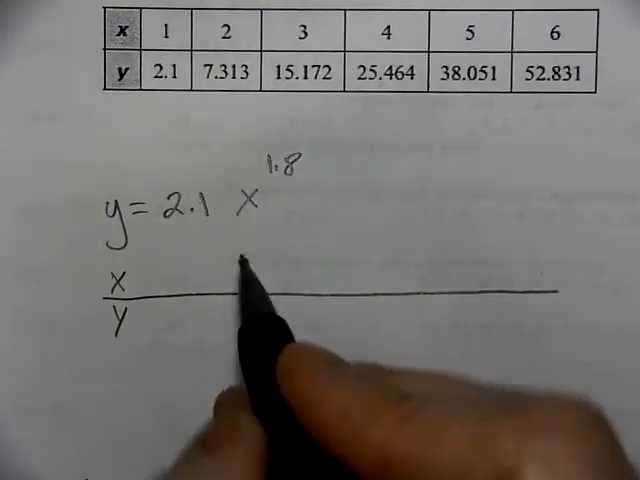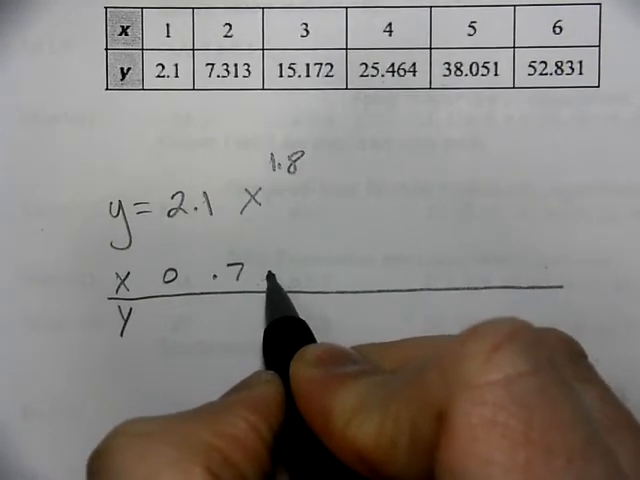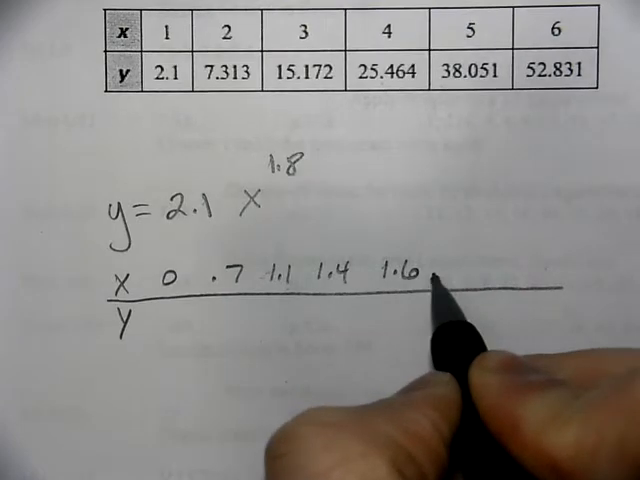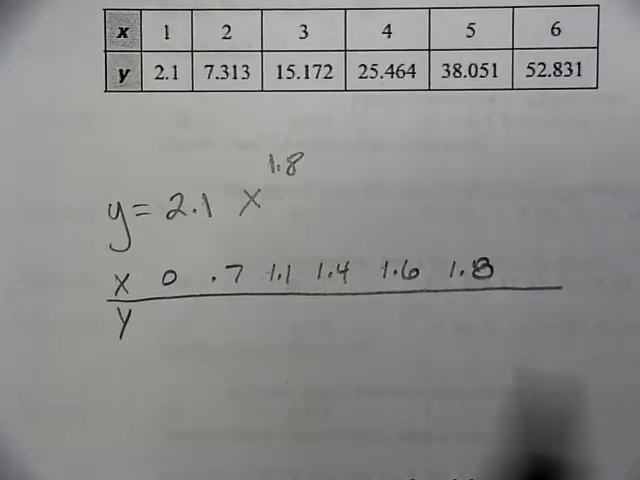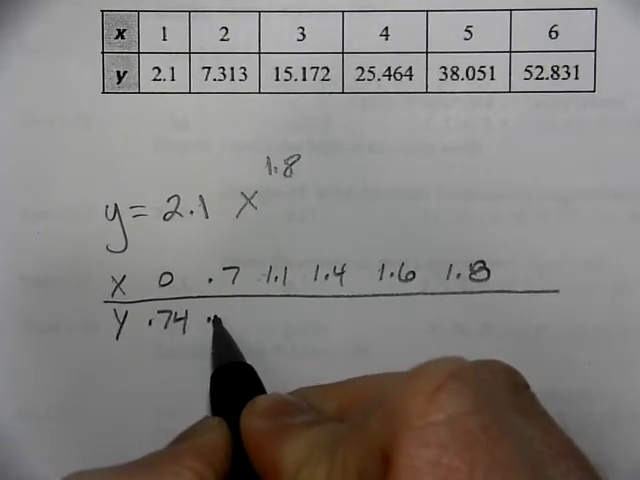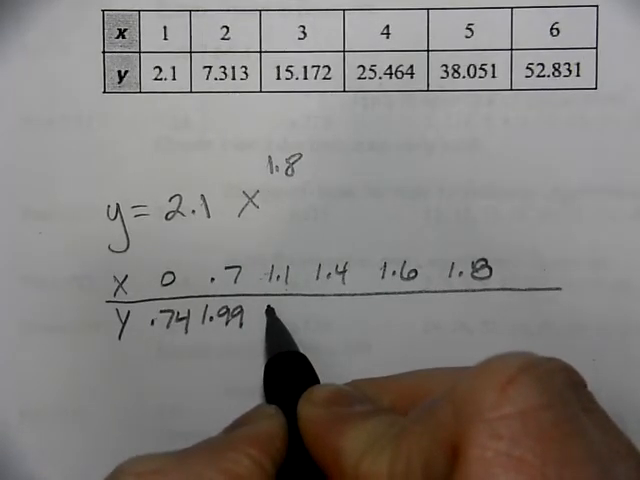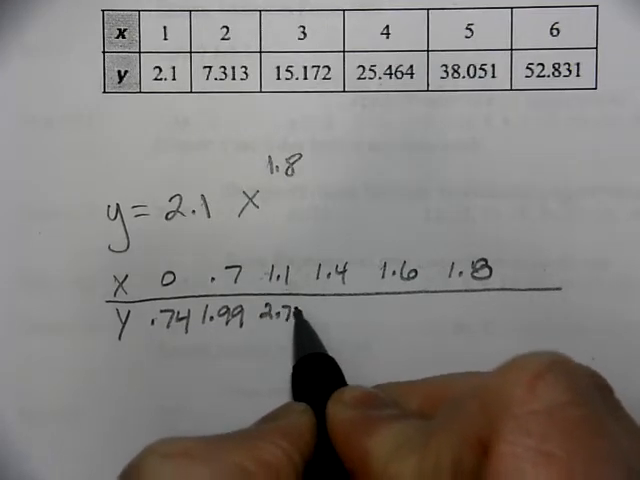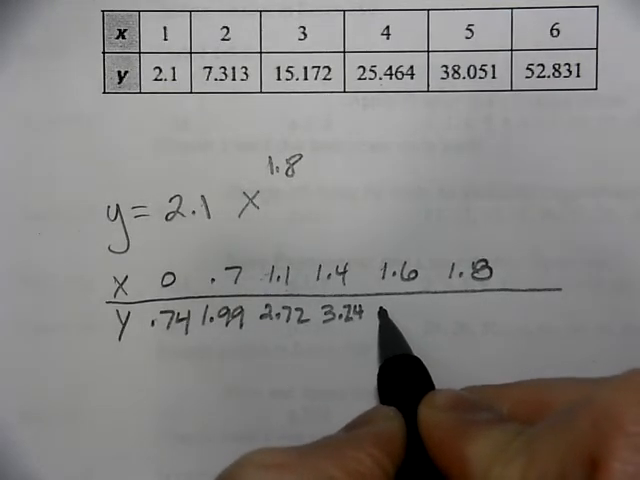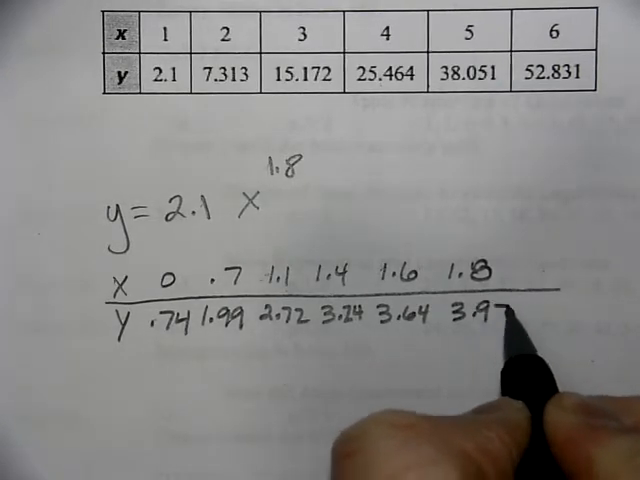So we're going to get the values of 0, 0.7, 1.1, 1.4, 1.6, 1.8, 0.74, 1.99, 2.72, 3.24, 3.64, and 3.97.